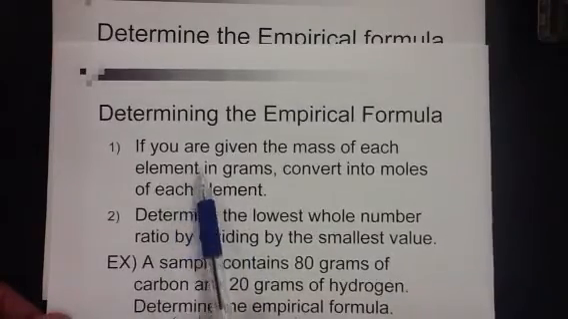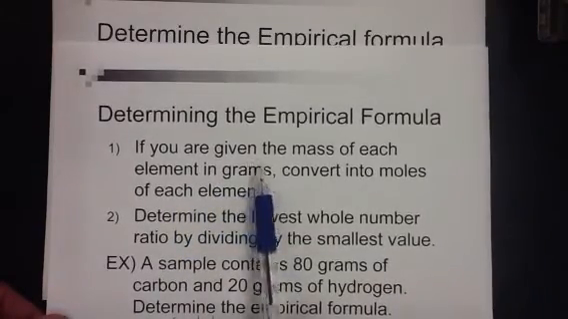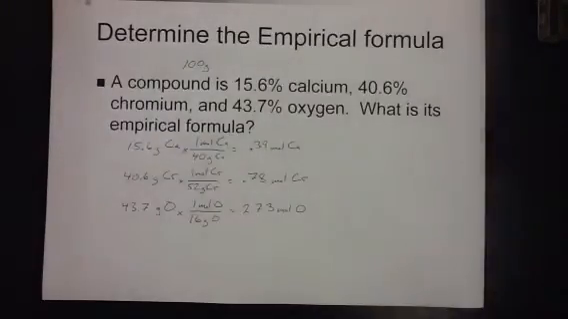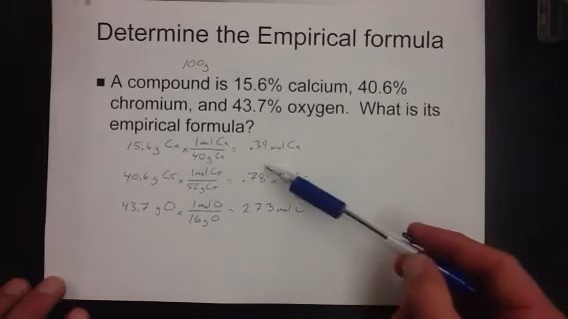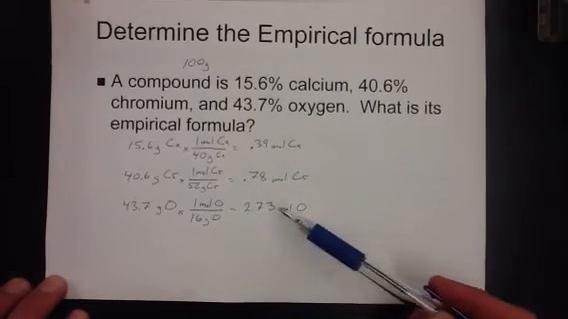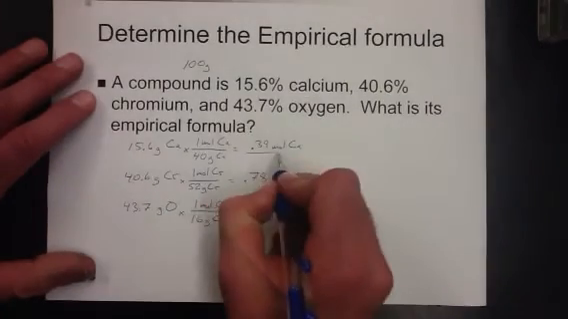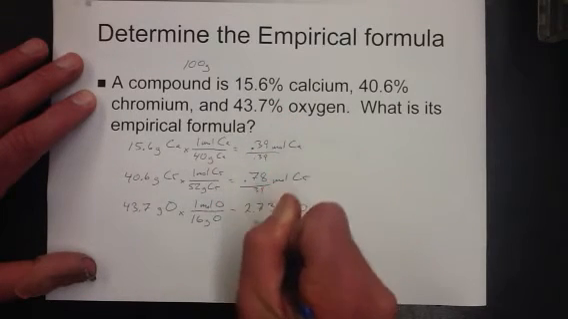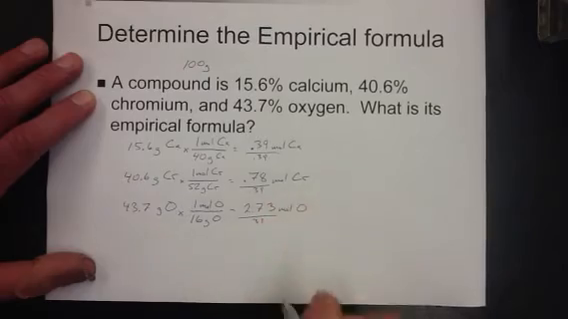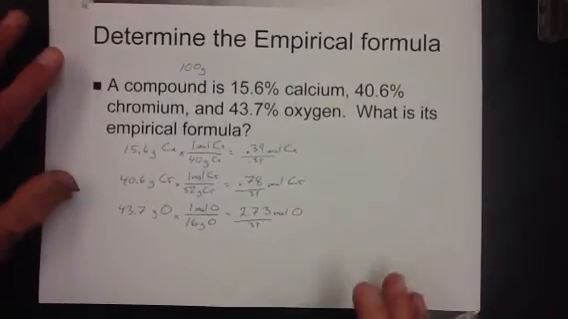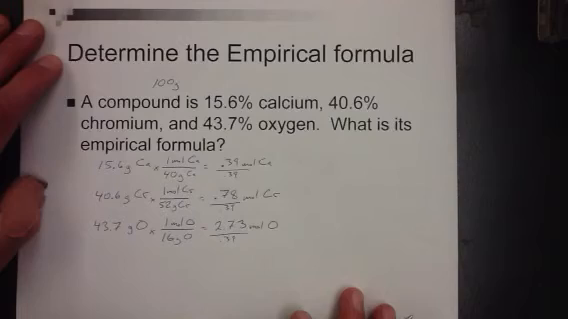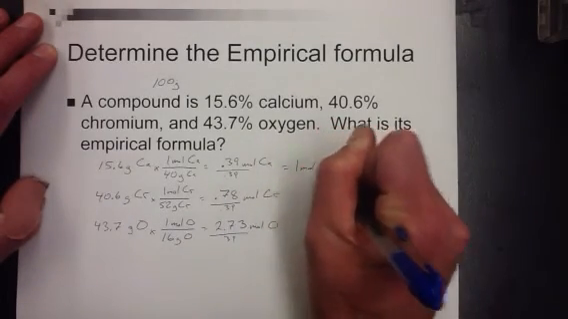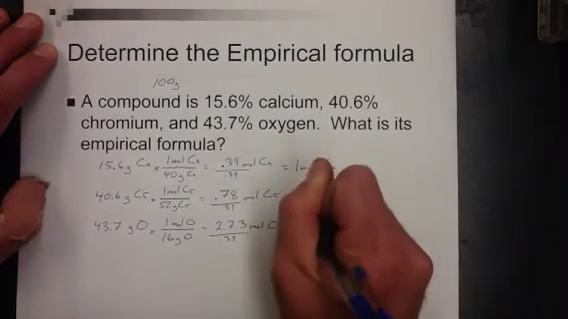So you change everything from grams to moles first. And the second step is to get the whole number ratio. So we're going to look at these numbers, 0.39, 0.78, and 2.73. Find the smallest one. So that's 0.39. So we're not changing the ratio, we're just dividing them all by the same number, so the ratio stays the same. And when we do this, we get 1 mole of calcium.